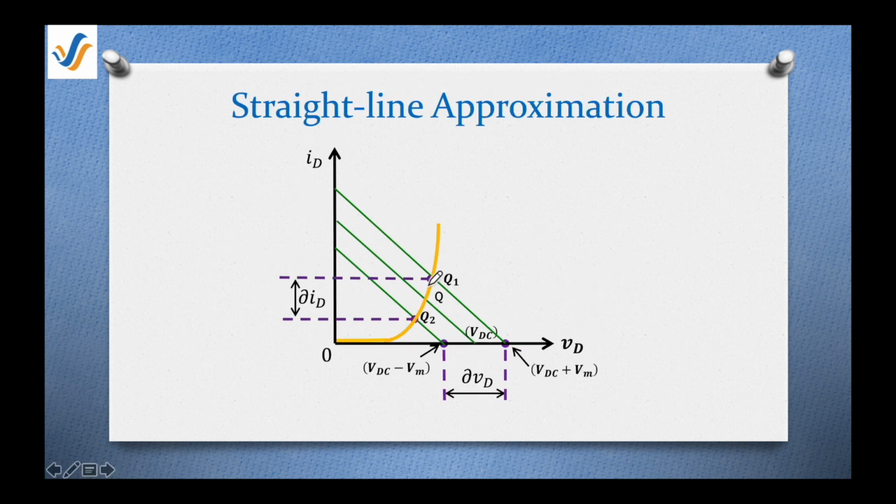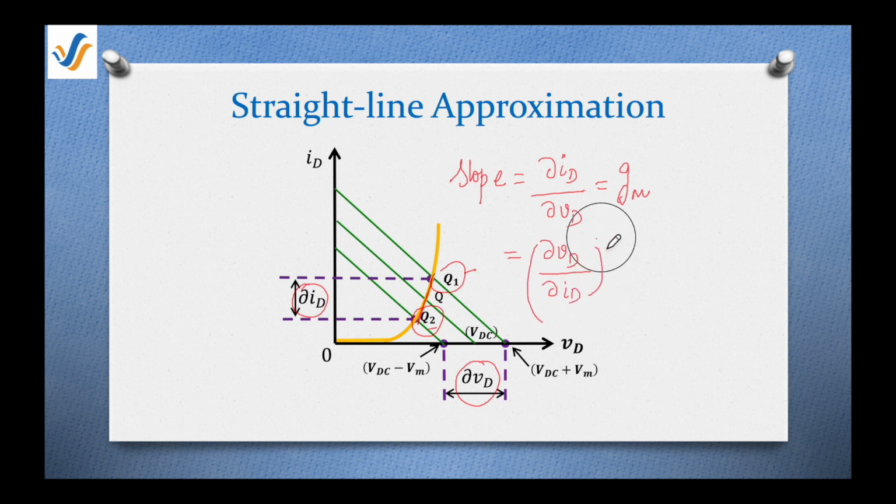As we have seen, the Q1, Q2 part of the IV characteristic can be approximated as a straight line, and from Q1 to Q2 the variation in the total current can be represented by del ID. Similarly, the net voltage variation can be represented by del VD. Here we can say that the slope of this straight line is del ID upon del VD. You know this entity? This is a conductance, or we can write it as del VD upon del ID inverse, and this is the resistance. So 1 upon RD, and this RD is called the incremental resistance, or we can name it the dynamic resistance.